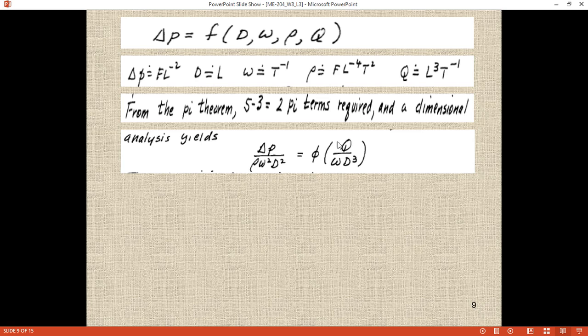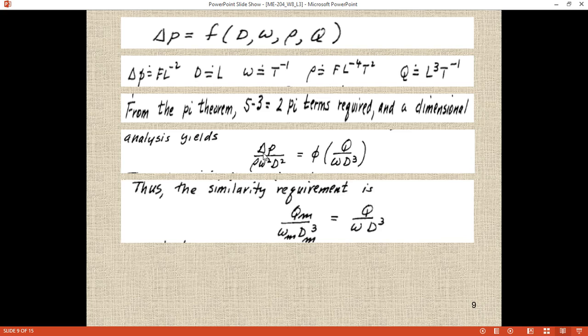This is the pi term included with the volume flow rate of the prototype. Now we are going to write down the same pi terms for the model. Thus the similarity requirement, for the first term for the flow, is the volume flow rate. So this is the pi 2 of the model and pi 2 of the prototype.